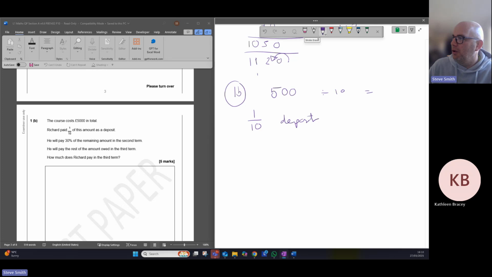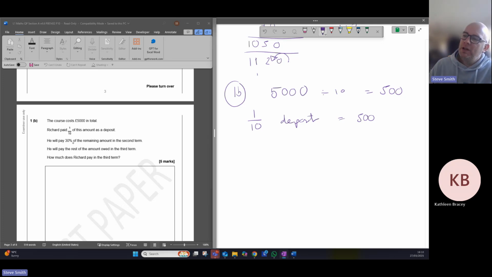So let me put that note back on. £500 is 10%, so we've divided our number by 10 because we've got 1/10. If we want 2/10, we just times that number by 2. If we want 5/10, we just times that number by 5. So once we divide it by 10, we've got 1/10.